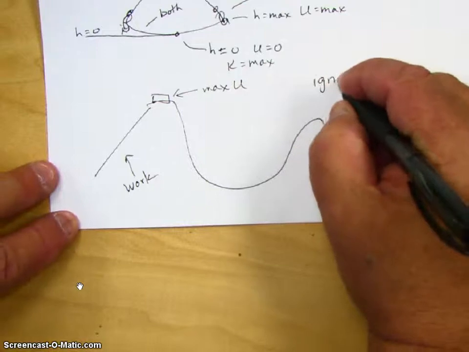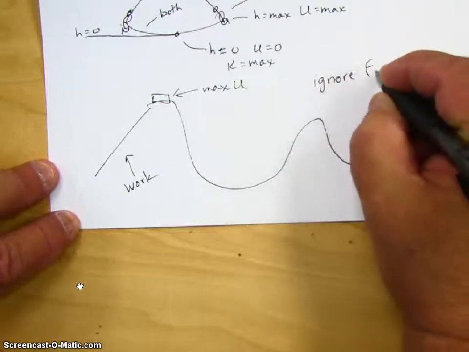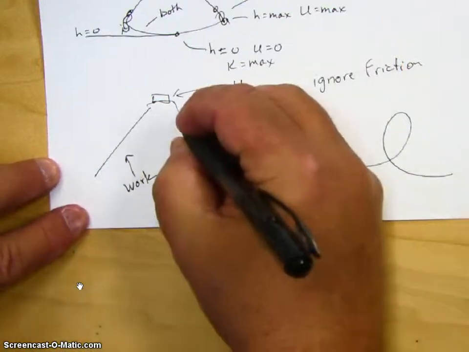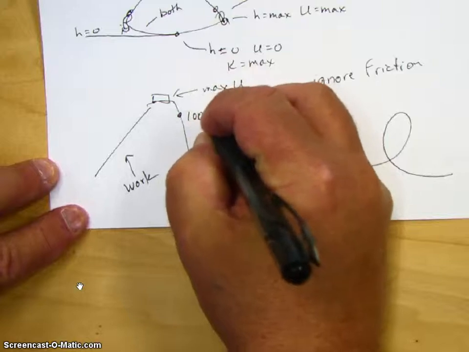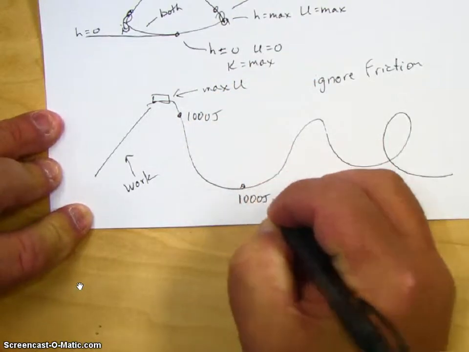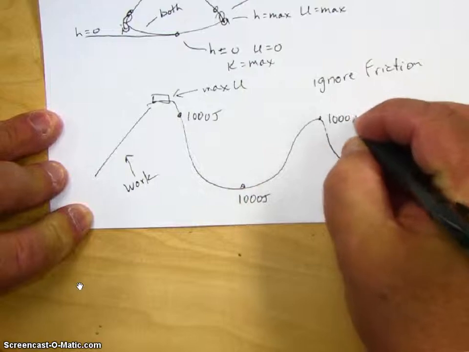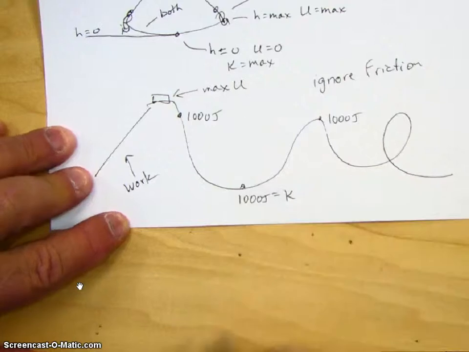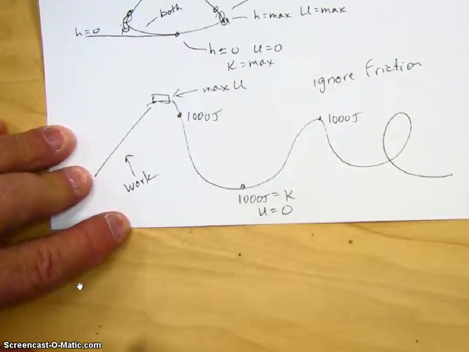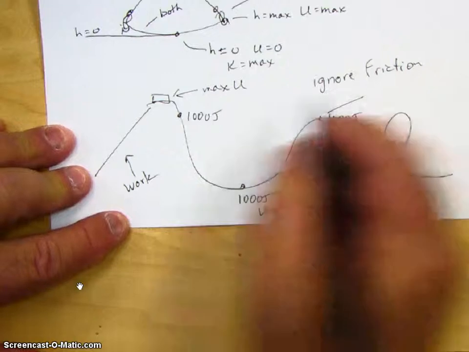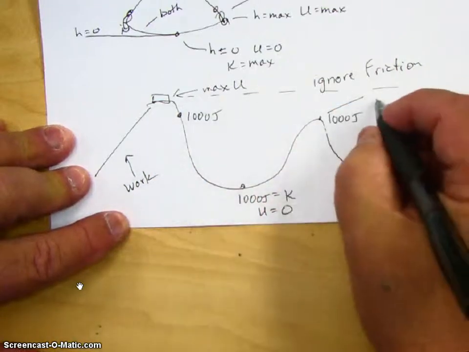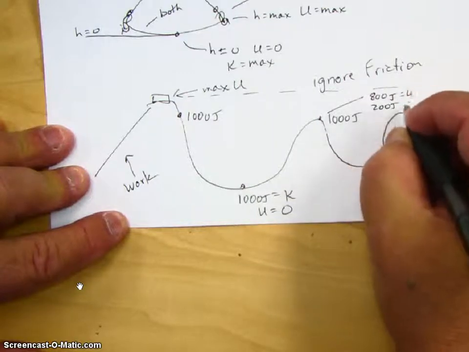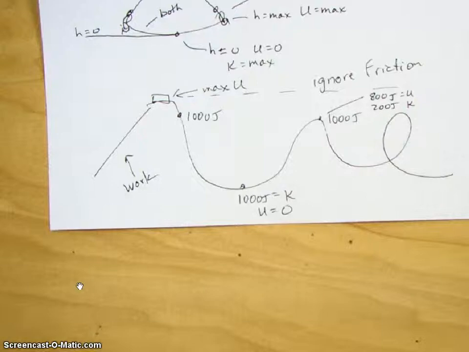If I ignore friction, the energy at any point would stay consistent. So if I have 1,000 joules here, I'm going to have 1,000 joules here, and 1,000 joules here. You get the point. The difference is how it splits between potential and kinetic energy. Down here, it's going to be all kinetic because the potential energy is 0. Up at this point, it's not quite as tall as this point, so we'd say maybe 800 joules of potential and 200 joules of kinetic. So you could easily calculate the speed at any place on that.